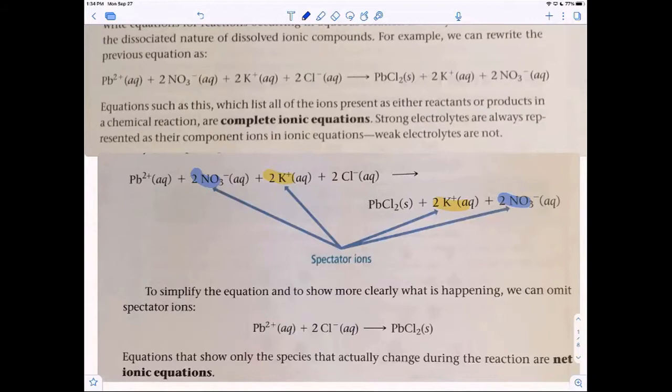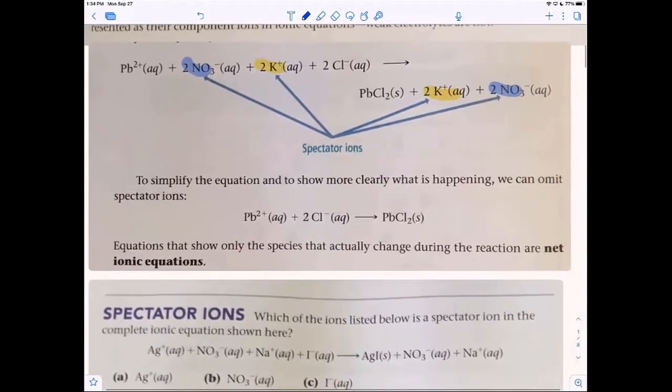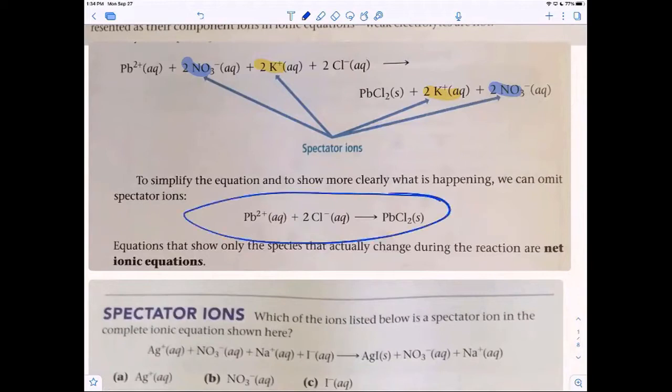Since you have the spectator ions on both sides, you can actually get rid of them, and then you have what's known as the net ionic equation. Getting rid of the spectator ions in the complete ionic equation, you get the net ionic equation. So for this chemical reaction, this is the net ionic equation: lead 2+ ion aqueous plus 2 chloride anions aqueous forms lead chloride precipitate.